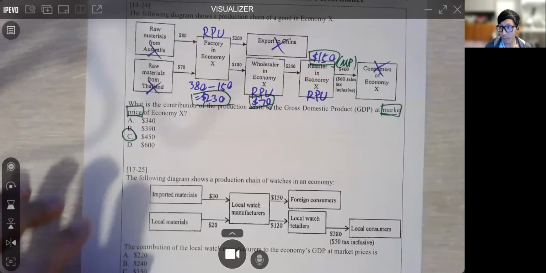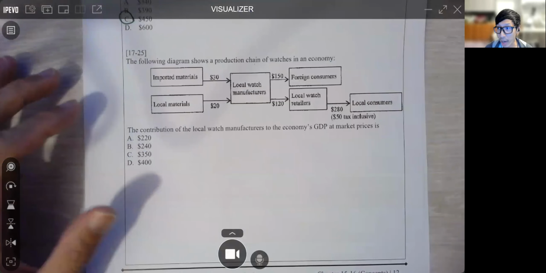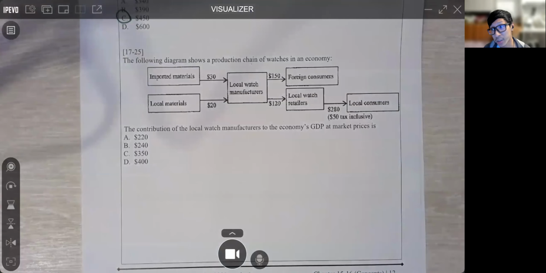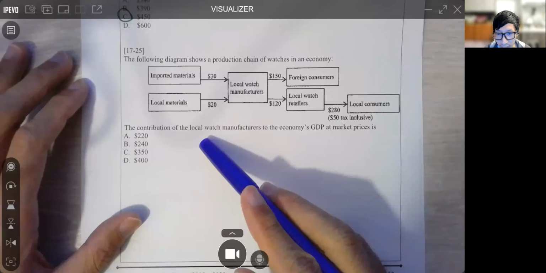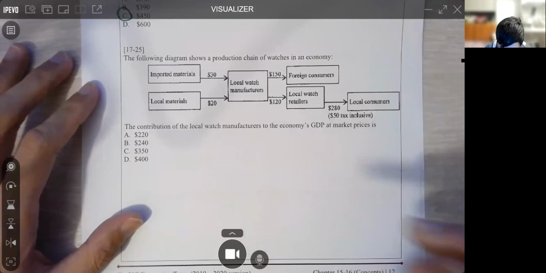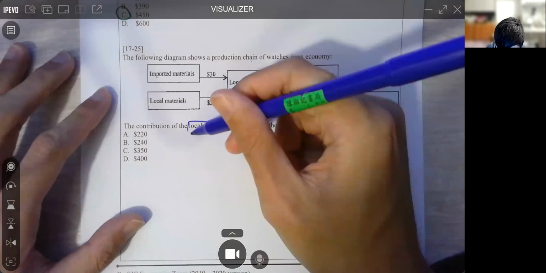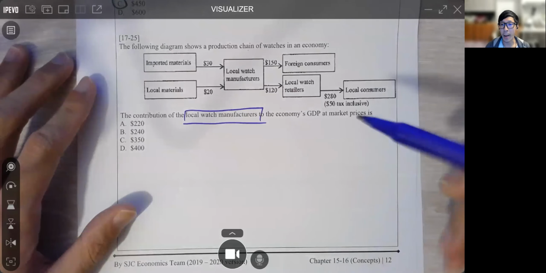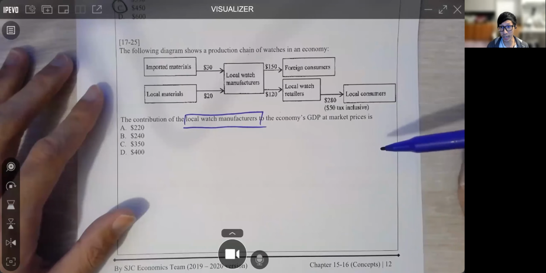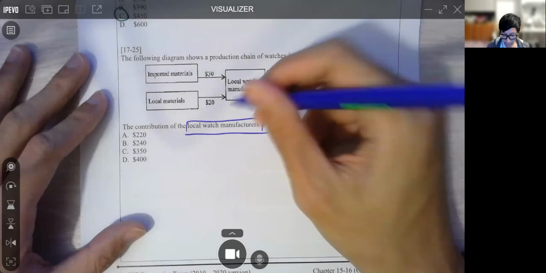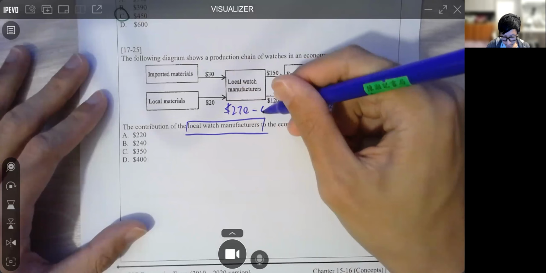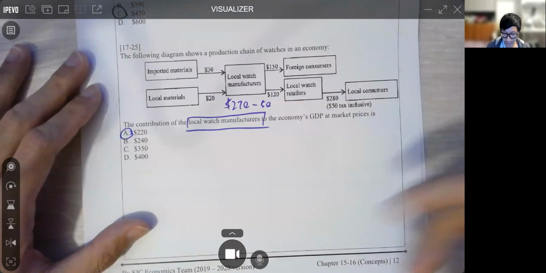Right? 好嘛？好，跟住下一條啦。Now this one, for those of you who have been here during our lesson, you remember this is a tricky question. 唔該你睇清楚題目啦，佢講明係 contribution of the local watch manufacturer，佢淨係問緊你一個人嘅 market price，GDP 係 market price，OK？嗱，唔該你唔好懶醒啦，only look at this guy，OK？So this will be 270 minus 50. Answer will be 220.